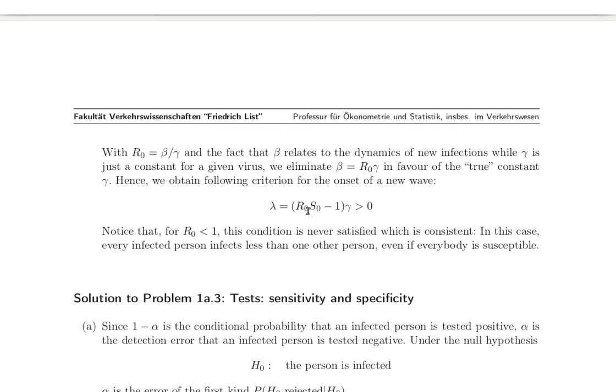If, for example, as in the lecture examples, R0 equals 2, then the new wave will start if S0 is greater than 1/2.